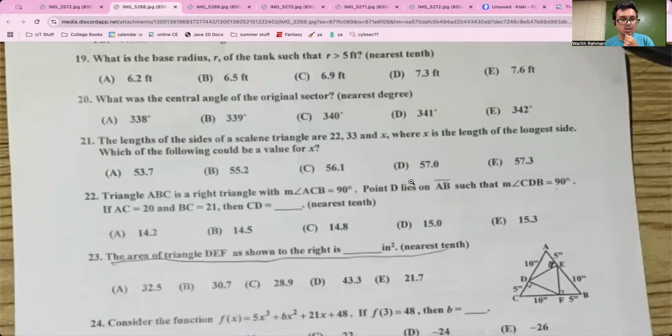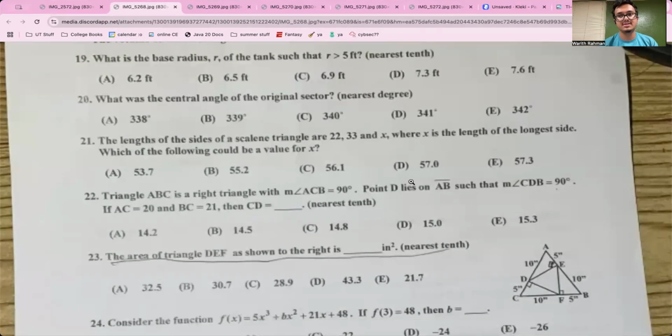Okay. 21. How in the world did he struggle on this? Okay, whatever. Okay, so on a scaling triangle. Okay, so wait, yeah, I don't know. Okay, so we actually don't need to care about the scaling bit because based on these answer choices, we can actually eliminate 4 of them on the spot.